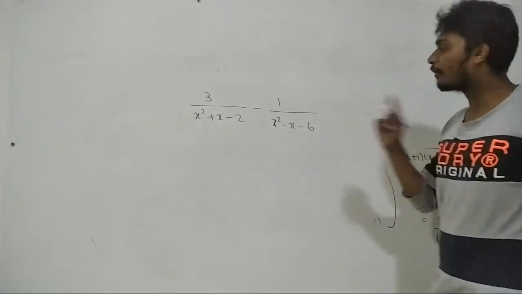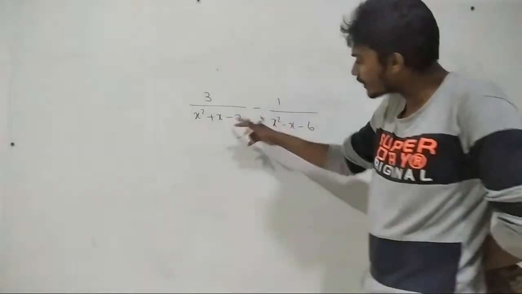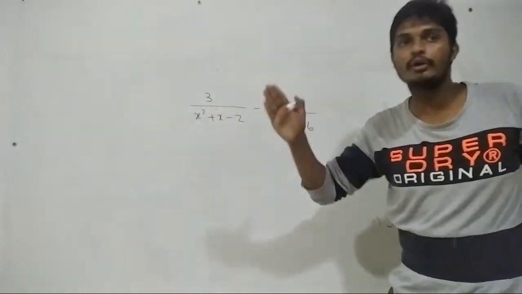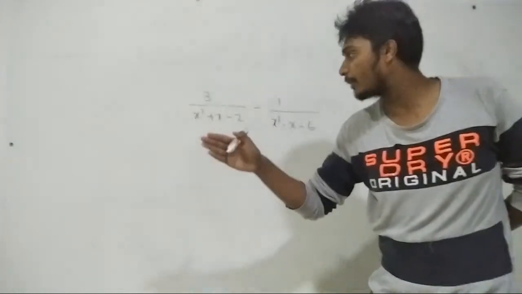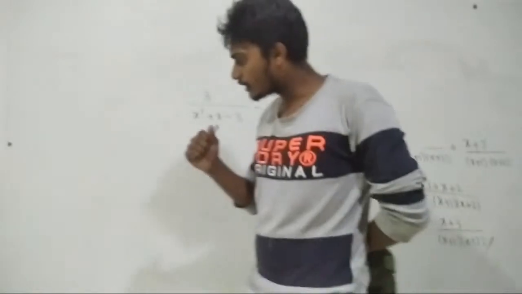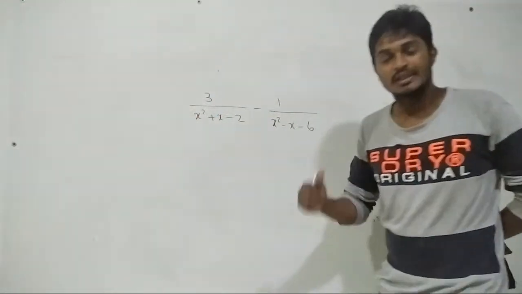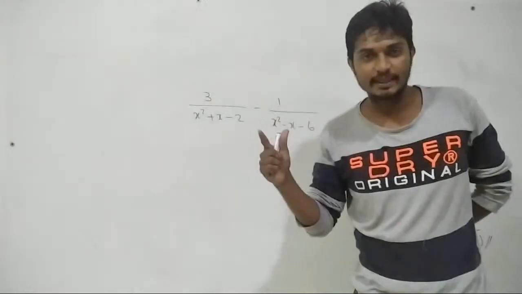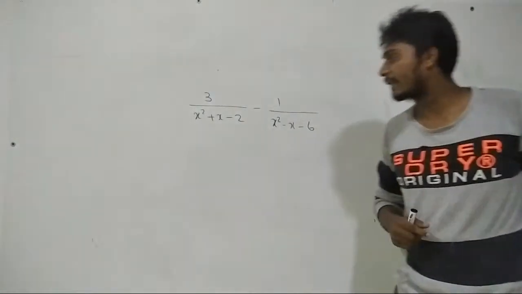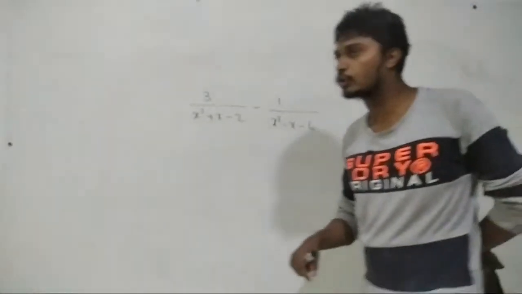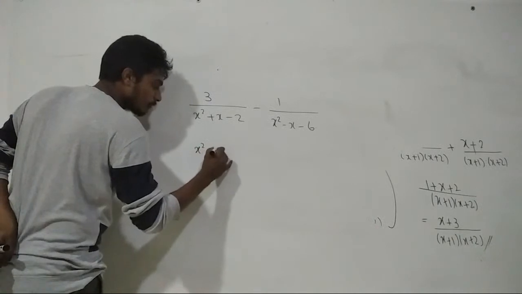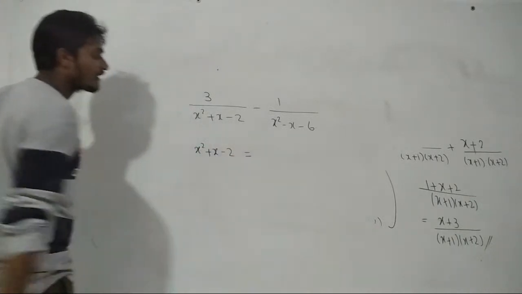So guys, first of all, we have what is the denominator. So according to us, to solve a problem based on algebraic fractions, the first focus is what? Factorization. The second thing is looking at the LCM. The third thing is connecting them, and the fourth one is solving them. So guys, let's consider x squared plus x minus 2. Let us initially factorize this.